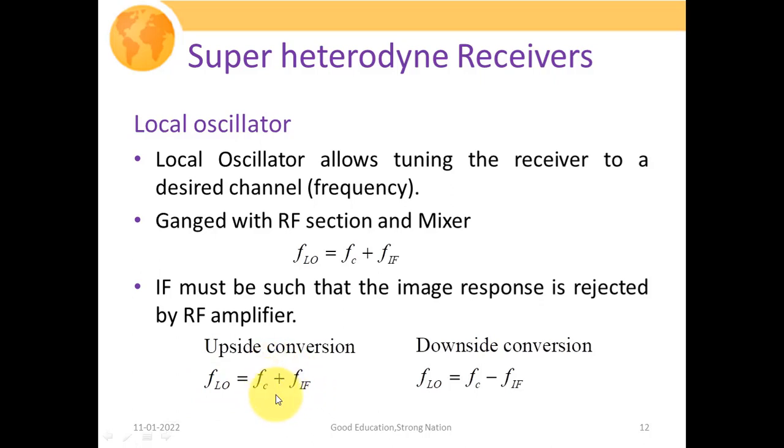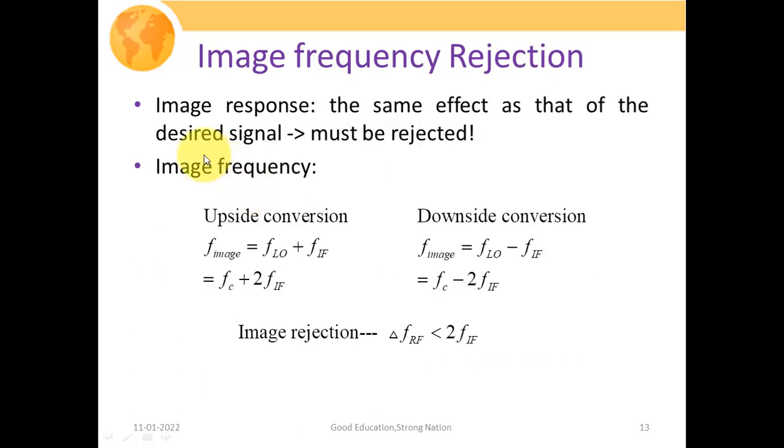Since we are using this upside conversion, this heterodyne receiver is called a super heterodyne receiver. So the next point is image frequency rejection, that is, how we are going to reject the image frequency. The image response, having the same effect as the desired signal, must be rejected. Otherwise, it will produce some interference.